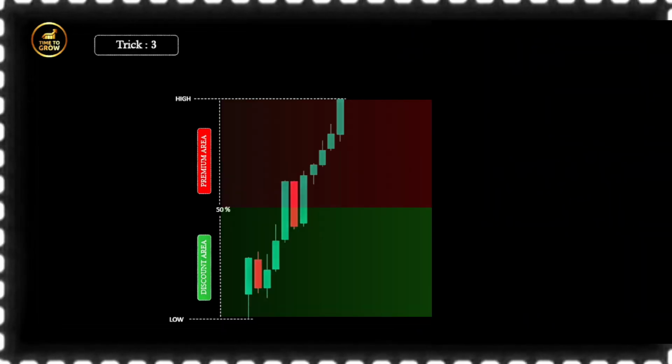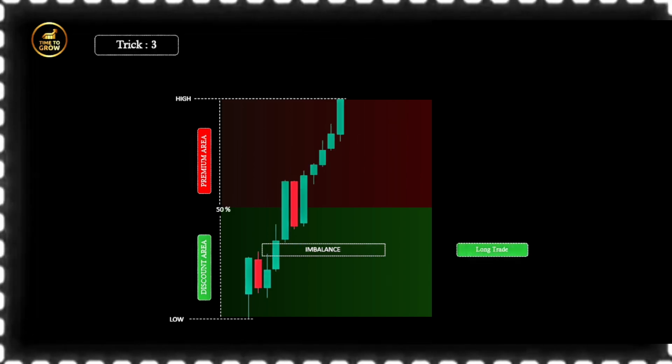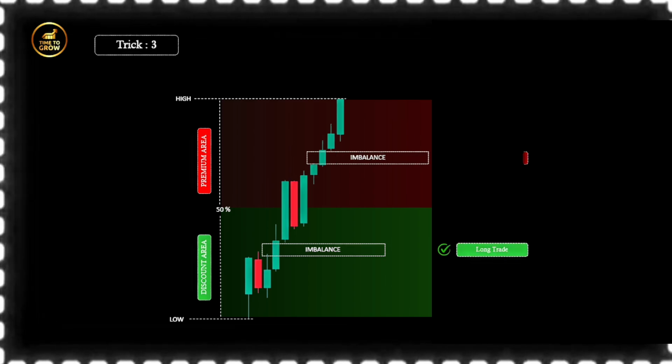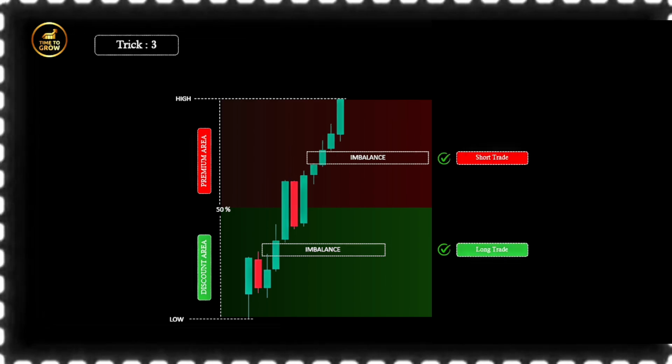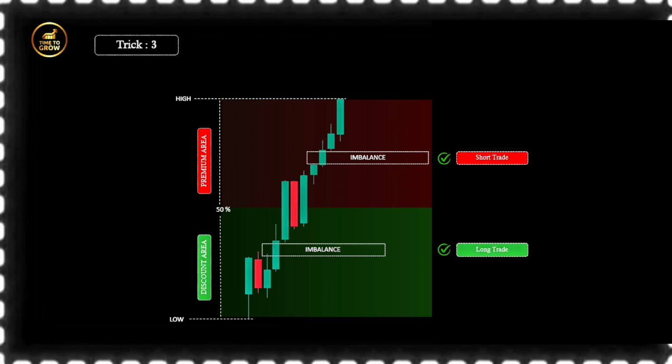Trick number 3, if the market is in an uptrend, look to enter long trades near imbalance zones that form inside the discount area. And if the market is in a downtrend, look for short entries around imbalance zones forming in the premium area. This will increase your win rate and protect you from overtrading.